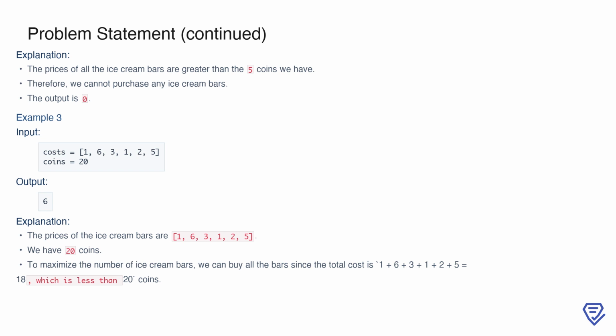Now, in the third example, the array of prices is 1, 6, 3, 1, 2, 5, and the budget is 20 coins. Since the total cost of all the bars is 1 + 6 + 3 + 1 + 2 + 5 = 18, which is less than the available budget, we can afford to buy all the bars. As a result, the output is 6, because we were able to purchase all 6 ice cream bars. This demonstrates how we aim to maximize the number of bars purchased while staying within the budget.